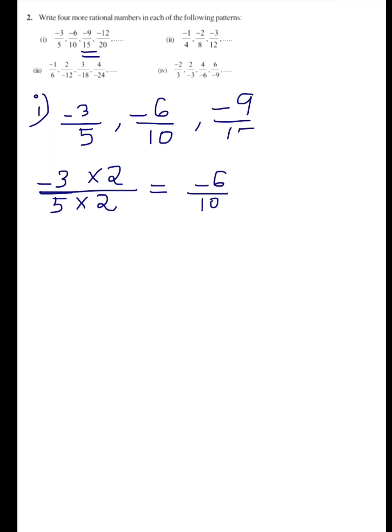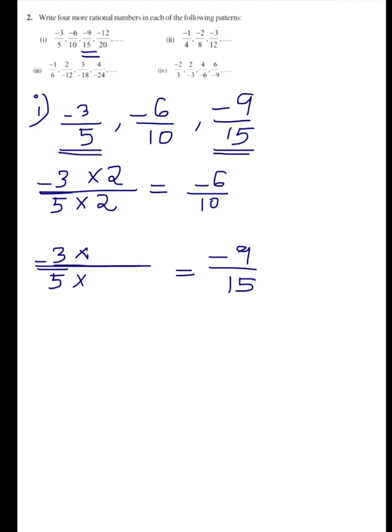Minus 9 by 15. Okay, that means our first number was minus 3 by 5, and now the number is minus 9 by 15. That means after doing something to this minus 3 by 5, you will get this minus 9 by 15. In order to get 15, what do you have to multiply with? With 3. So when you multiply with 3, you will get minus 9 by 15. Now what is the next number in the pattern? It's minus 12 by 20.